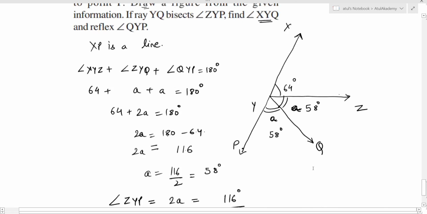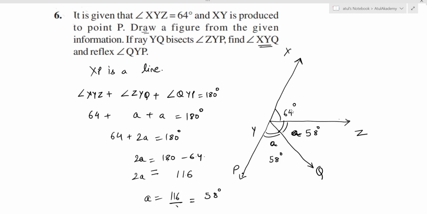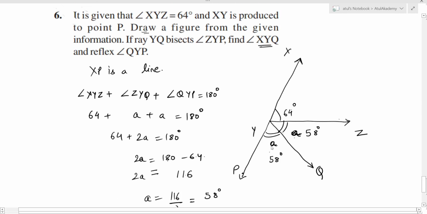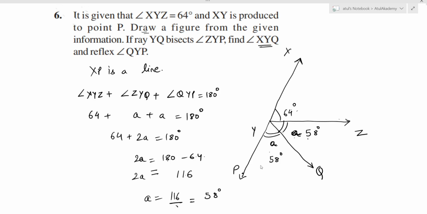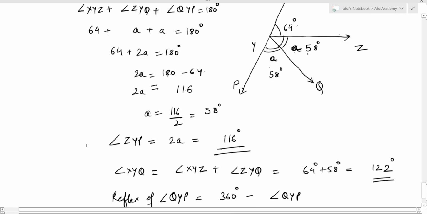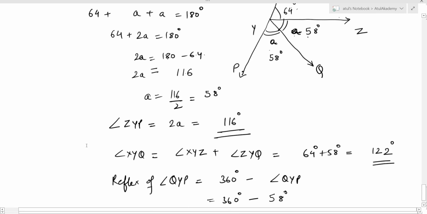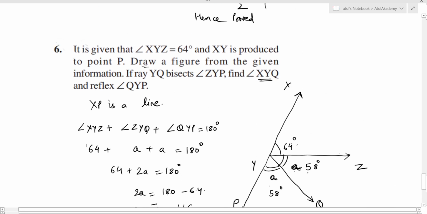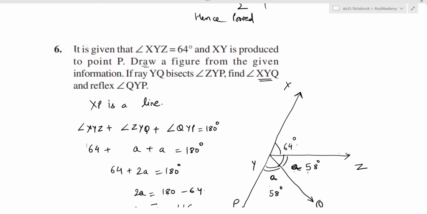Fine, students. I used this straight line property, 64 plus 2A is 180, and you got A. When you got A, you can find XYQ, which is 64 plus 58. And then the reflex of any angle is 360 minus that angle, so we did that also. Students, I hope you understood everything very well. Please practice it, follow the steps, write the reasons everywhere, because if you miss a step or don't write the reason, you will lose marks. Whenever a figure has to be drawn, or a proving question is there, write what is given, what is to prove, and do the proof properly.